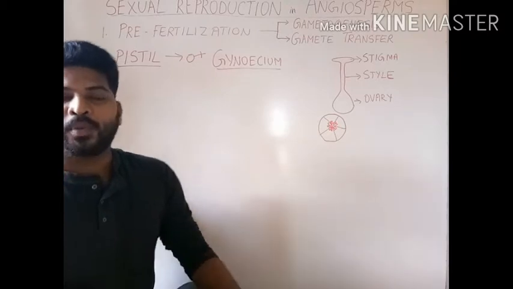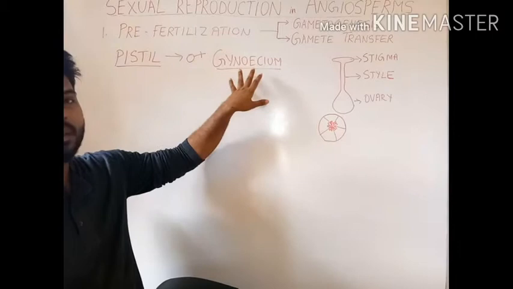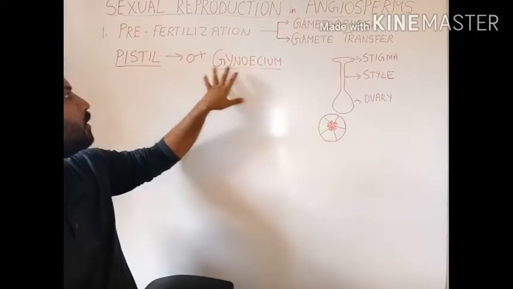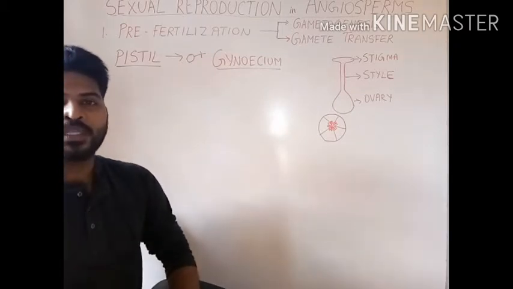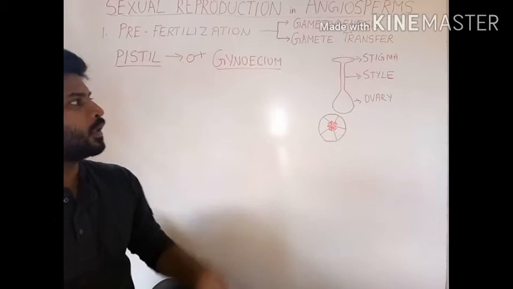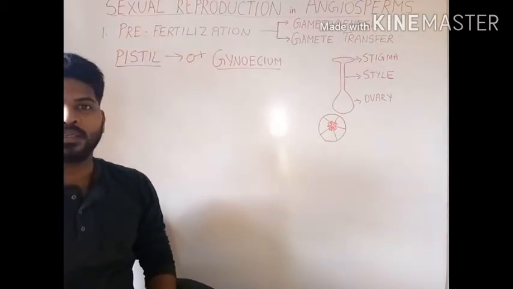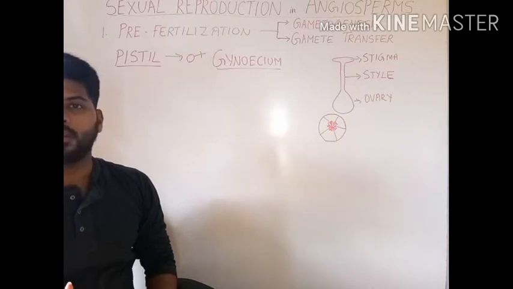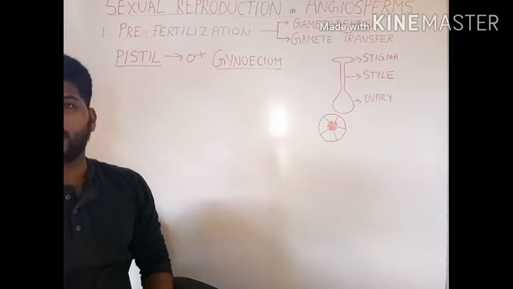The female reproductive part of a flower is represented by the gynoecium or the pistil. This is present in the innermost whorl of the flower. Plants can have either one pistil or many pistils. So they could be monocarpellary or they could be multicarpellary.